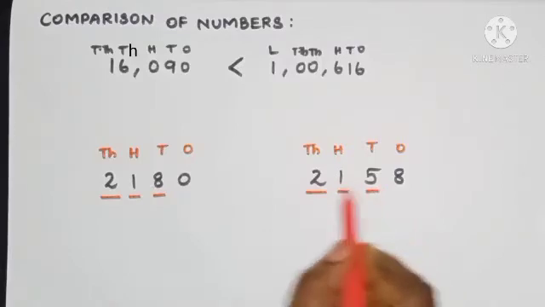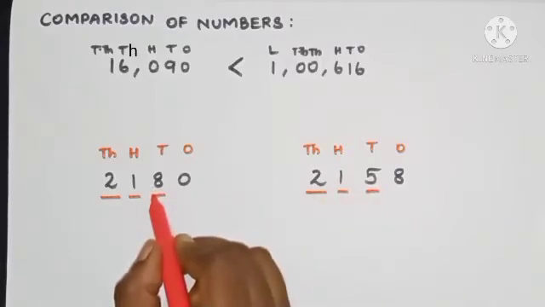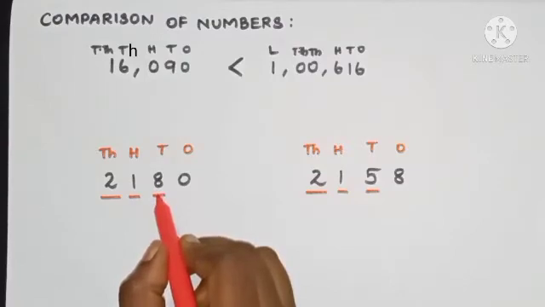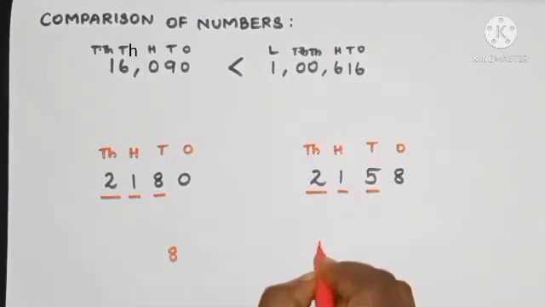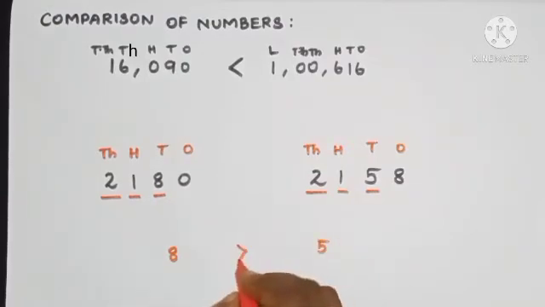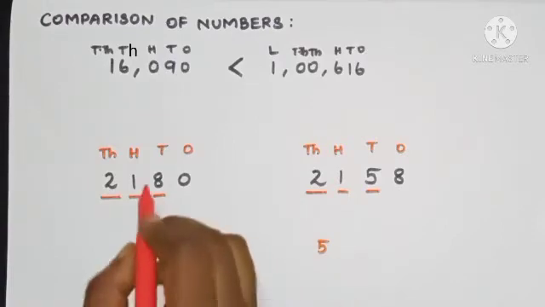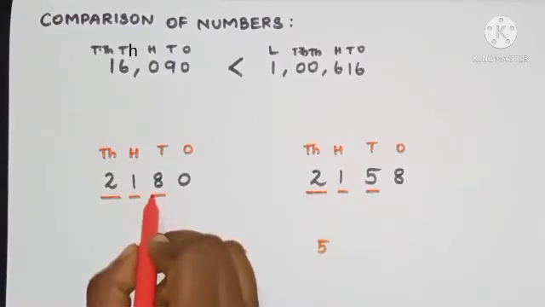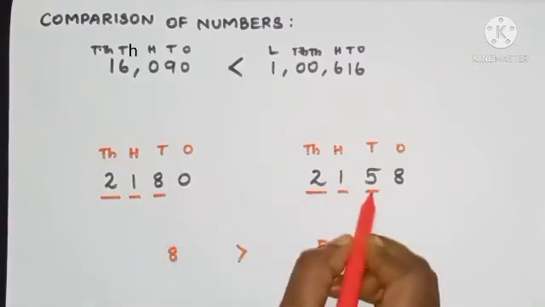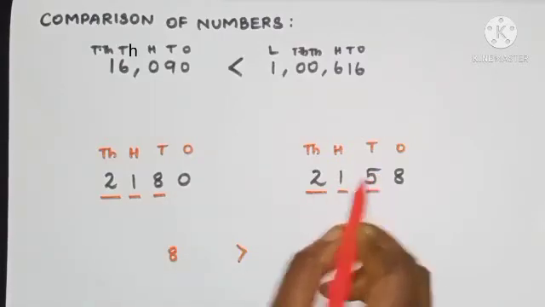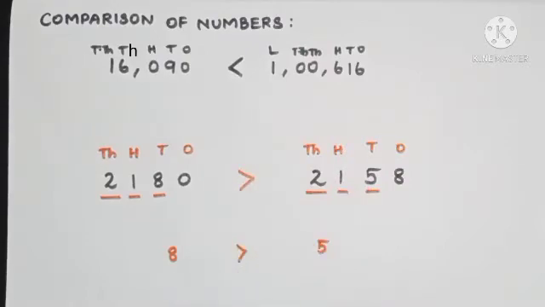So the number with the greatest tens place will be the greatest number. Which one is greater, 8 or 5? Yes, 8 is greater. The tens place value 8 is greater when compared to 5. So the number 2,180 is greater.